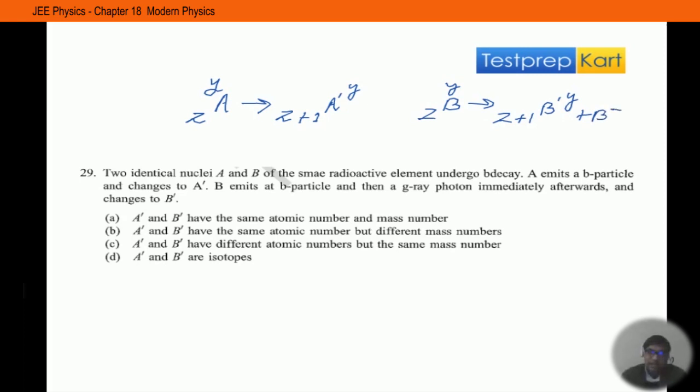And it is further going through a gamma decay. In gamma decay, there will be no change, because gamma is 0 gamma 0. There is no change in mass number or atomic number. Then we need to answer these questions. A and B have the same atomic number and mass number. So here we can see that A and B dash both have the same atomic number and the same mass number. So choice A is correct in this case.